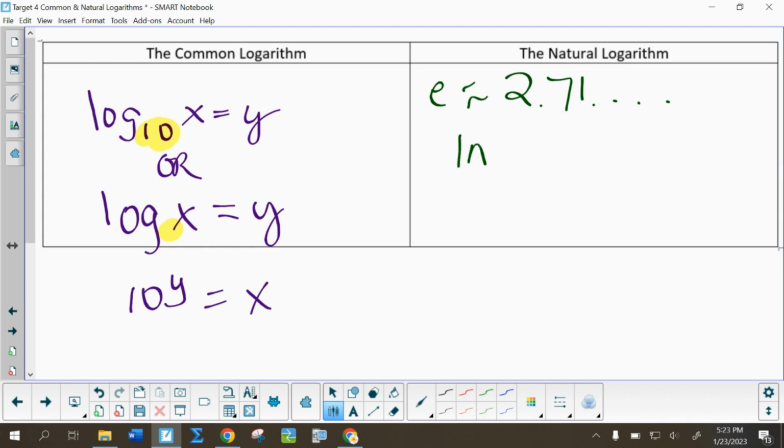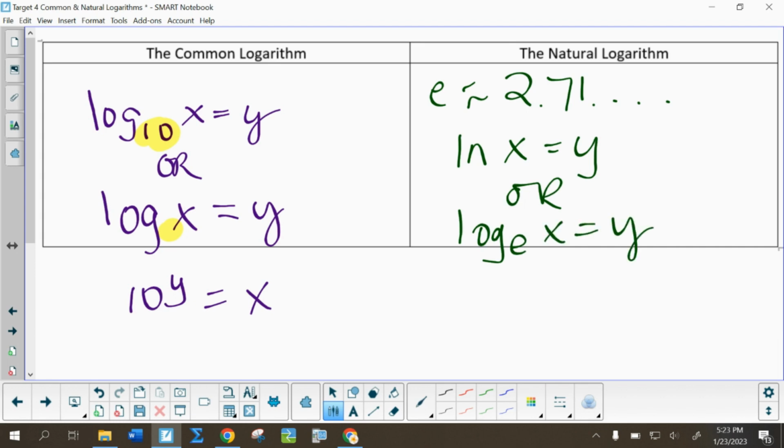And we write the natural log as ln. So you say ln of x equals y. This is really just the same as saying log base e of x equals y, which is just another way of writing the base e. And this is also a button on your calculator. So the natural log is on your calculator.